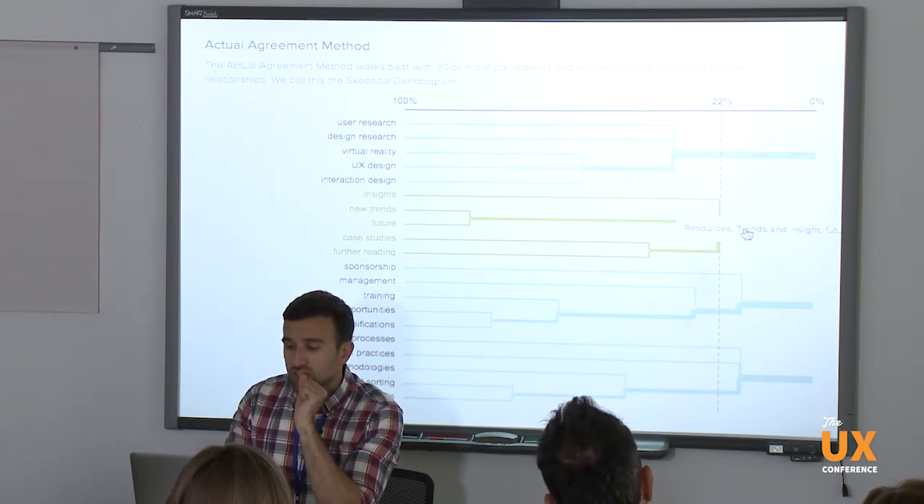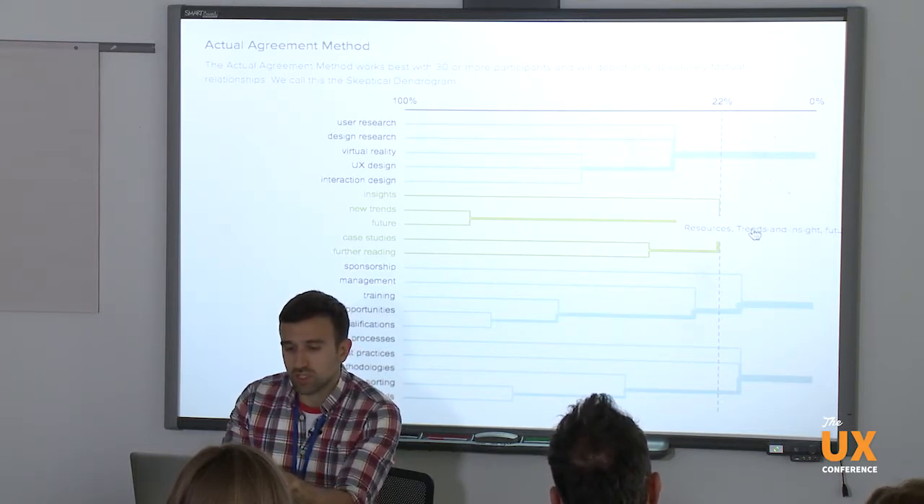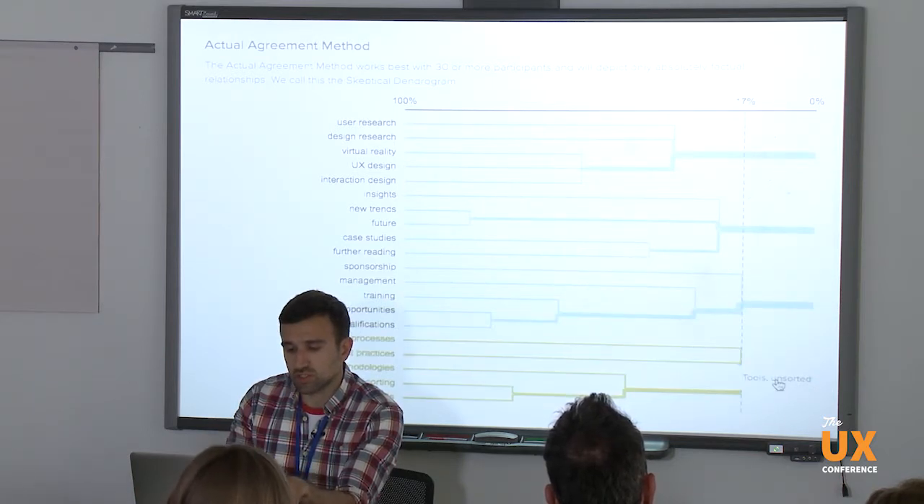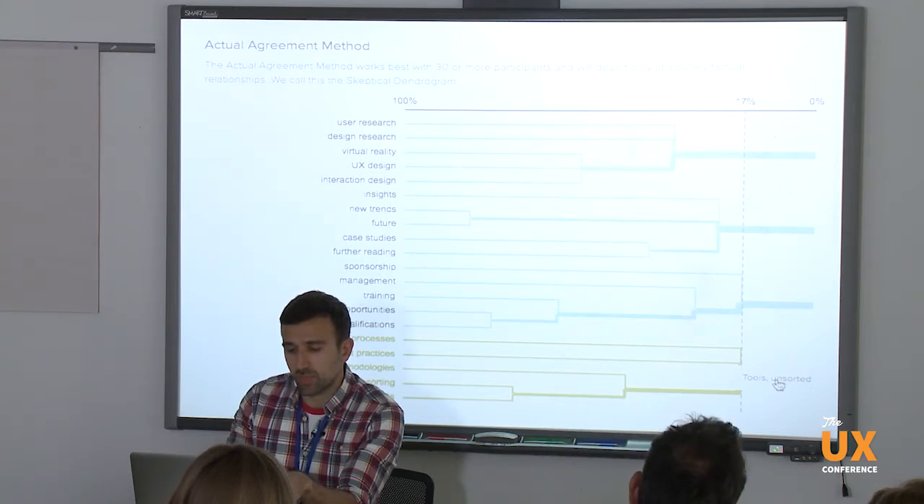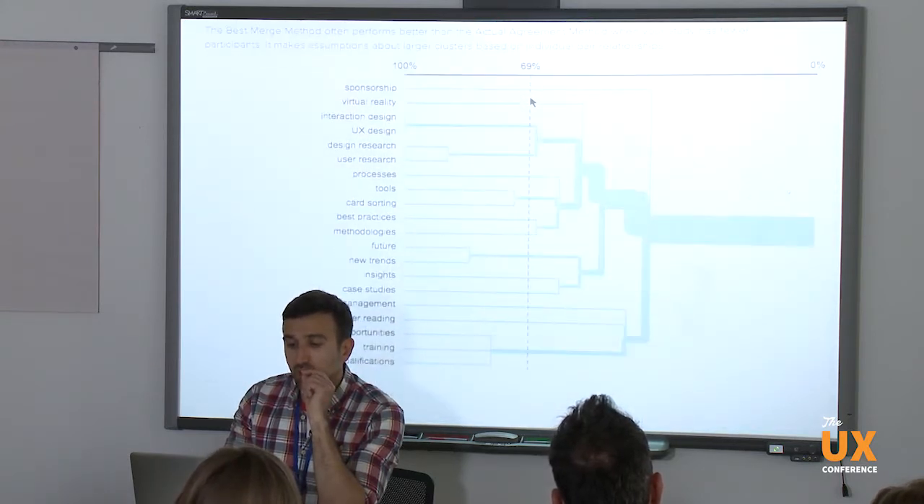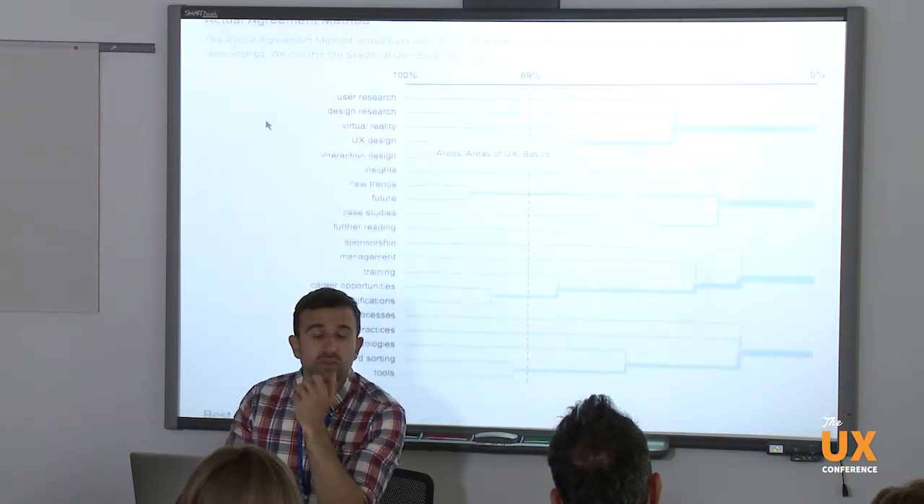Here, resources, trends and insights, future. So again, you see a different grouping, similar to what we saw in the triangles, with the insights and the future trends being together. And then here, career progression. So again, makes sense. And this other group that we noticed, things like processes, best practices, methodologies, tools. So you can see different ways to group them, and you can explore this to get your insight on what makes sense for the users.